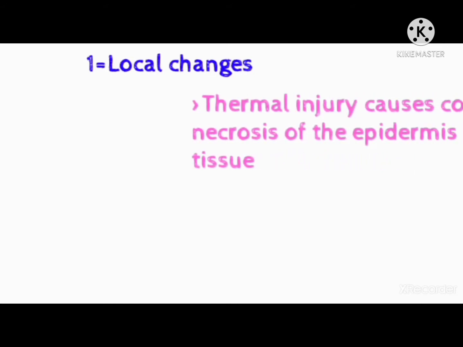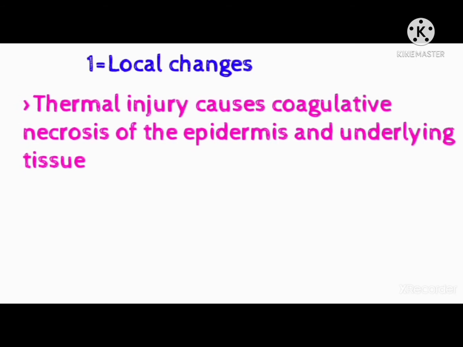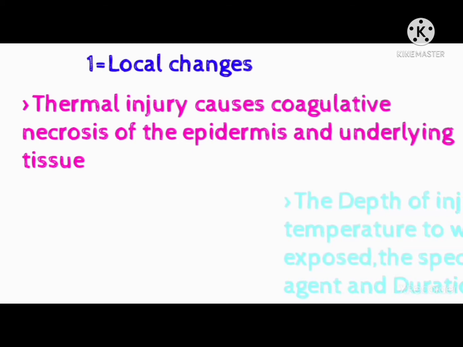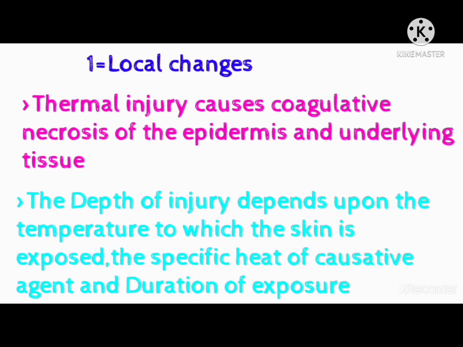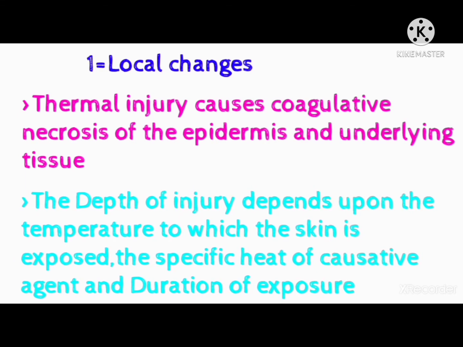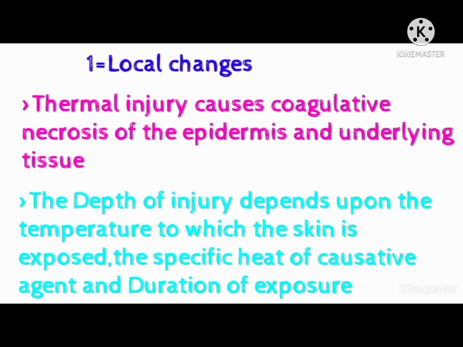Now, in local changes, thermal injury causes coagulative necrosis of the epidermis and underlying tissue. Like in the first video, we already studied what burn is. Burn is an example of coagulative necrosis. Second, the depth of injury depends upon three factors. Number 1, the temperature to which the skin is exposed. Second, the specific heat of the causative agent. Third, the duration of exposure, meaning for how much time this area is exposed to the burn.